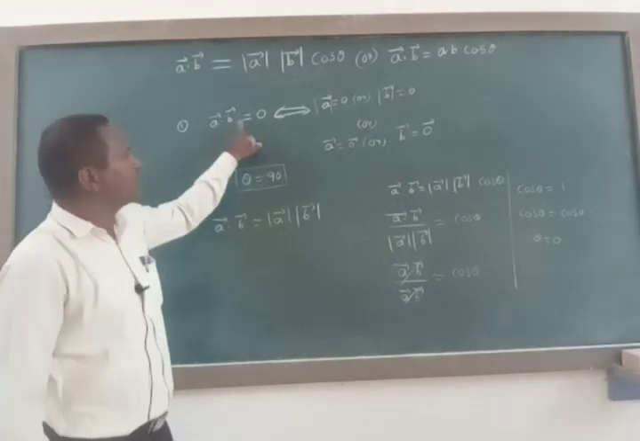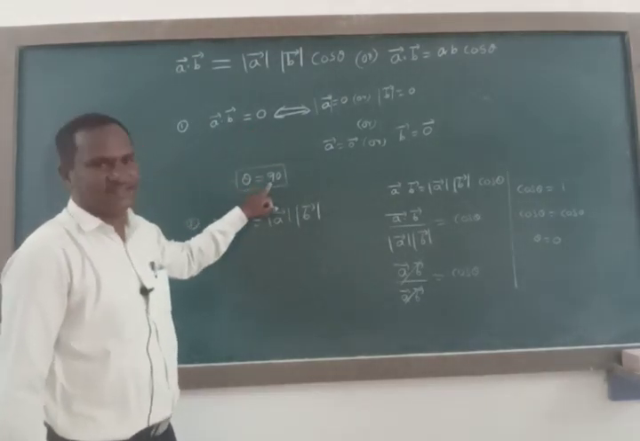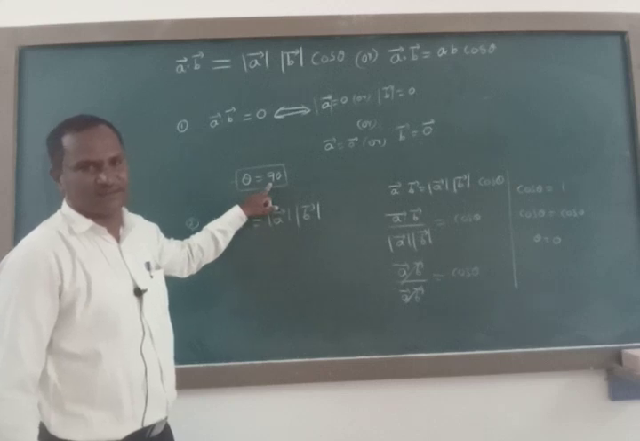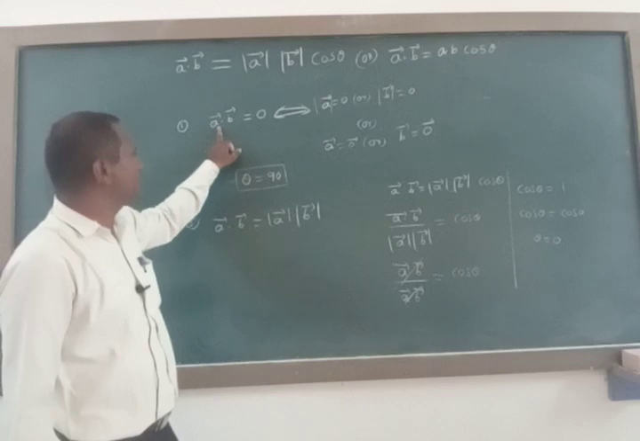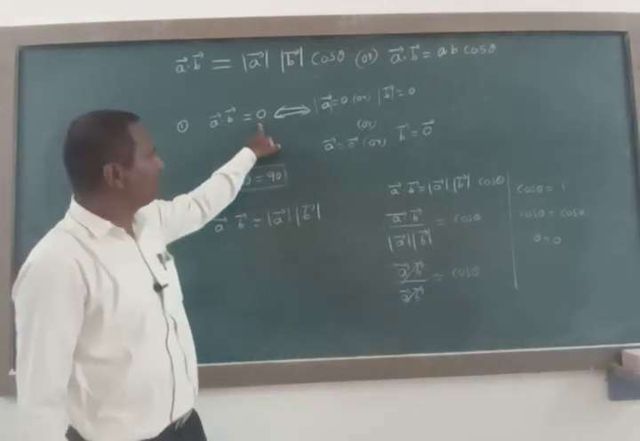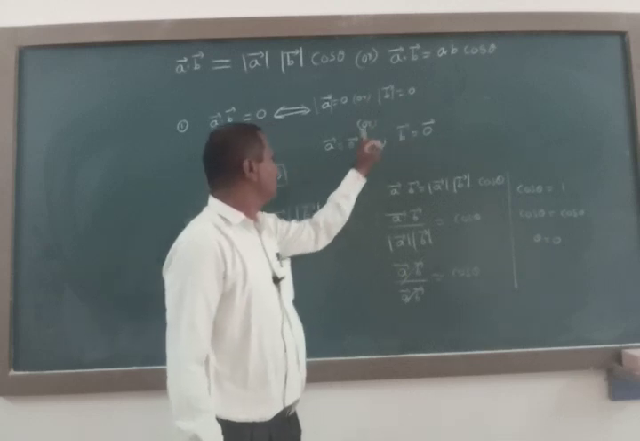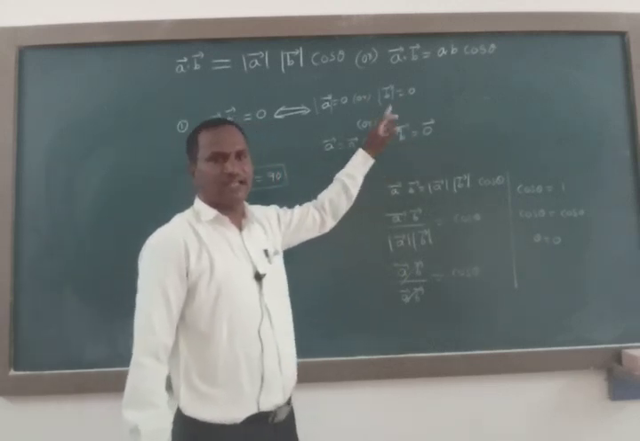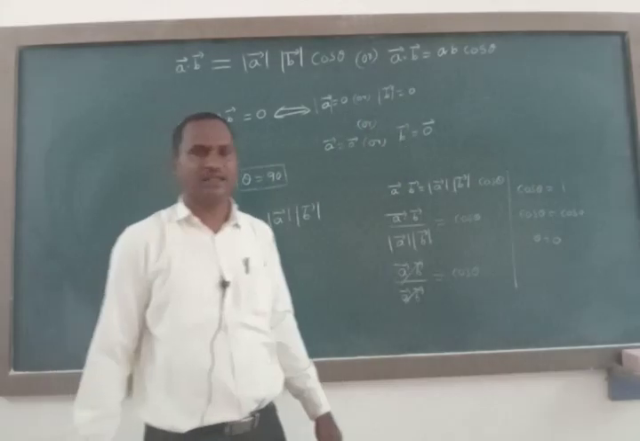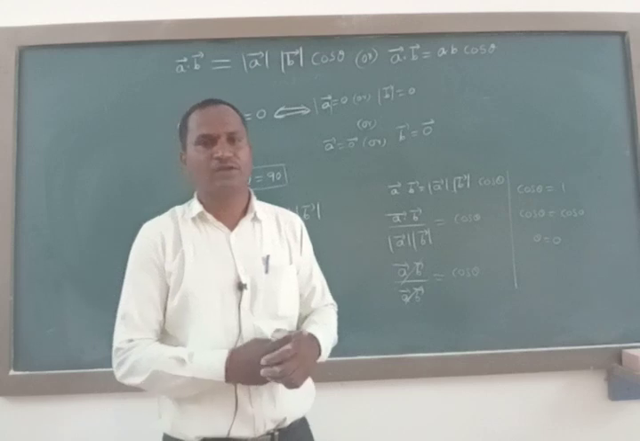If the dot product value is equal to 0, then the angle between them is 90 degree. They cut perpendicularly. When a bar dot b bar is equal to 0, or magnitude of a bar is equal to 0, or magnitude of b bar is equal to 0, or a bar is equal to the null vector and b bar is equal to the null vector, then the angle between them is 90 degree. At the same time they are always perpendicular to each other.